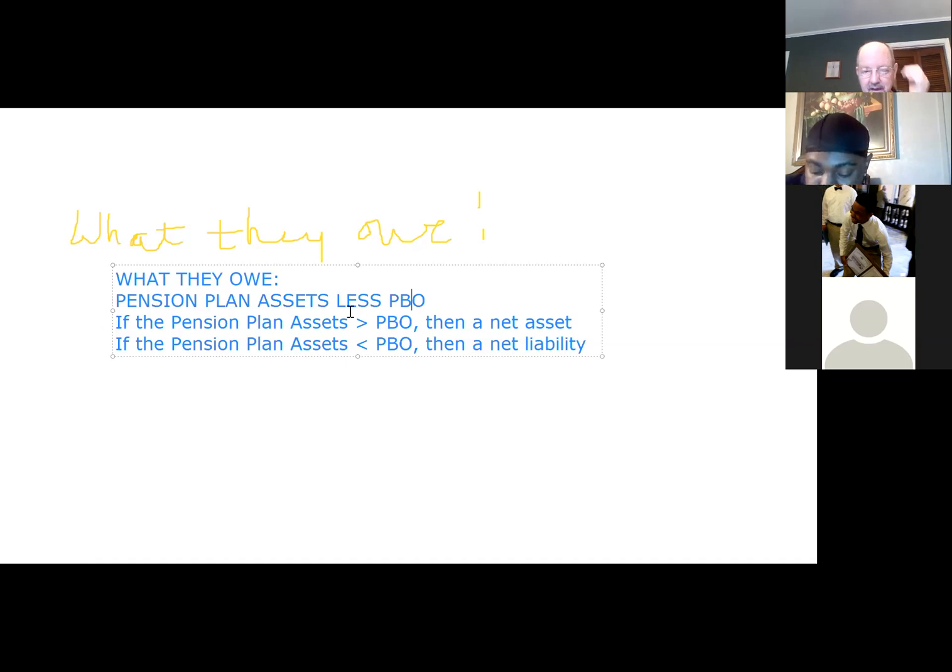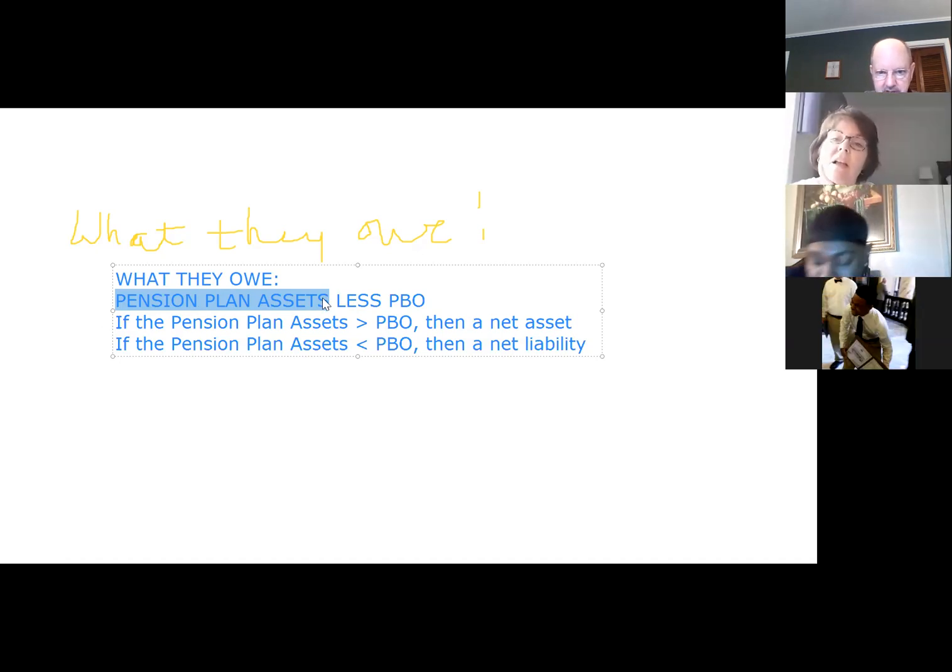And I think I need to go back and refresh your memory on something. Who owns the pension plan assets? I can't use the chat on this because I can't see it, so if you're going to answer, you'd have to turn on your mic, on your audio. Who owns the pension plan assets? The employees. Okay, so that's what they have in the plan to finance their pension.